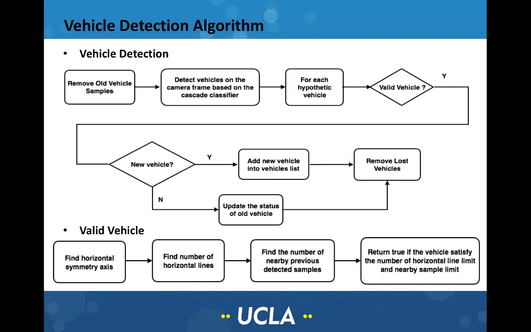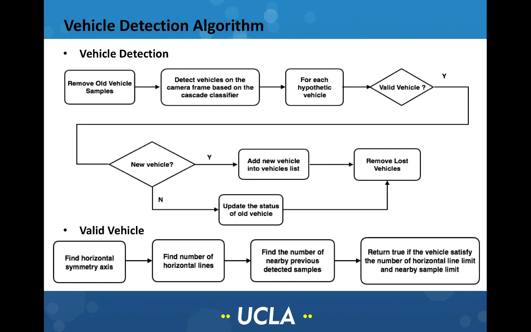And then I will introduce the vehicle detection algorithm. In the vehicle detection, we firstly remove the old vehicle samples. And then we detect vehicles on the camera frame based on the cascade classifier that is generated using a training file. And then for each hypothetical vehicle, we determine whether it is a valid vehicle. So the procedure of determining whether it is a valid vehicle is as follows.